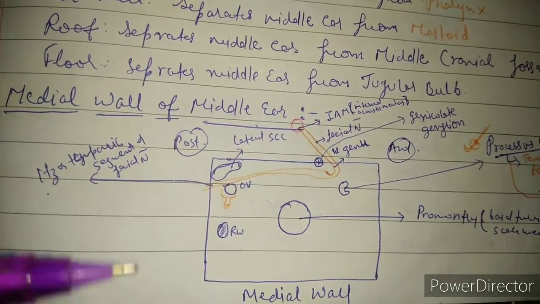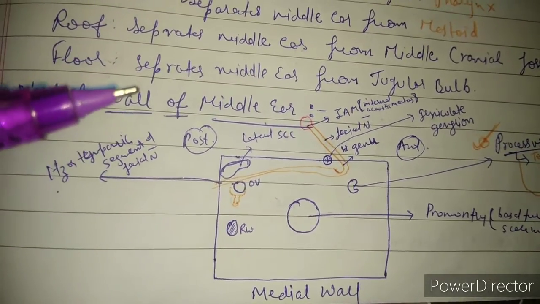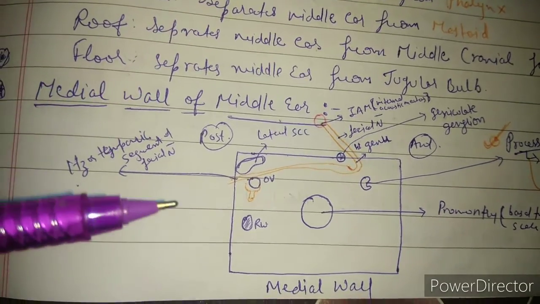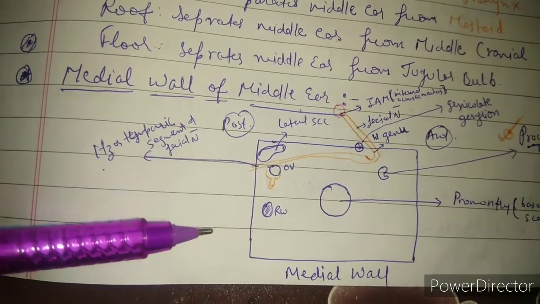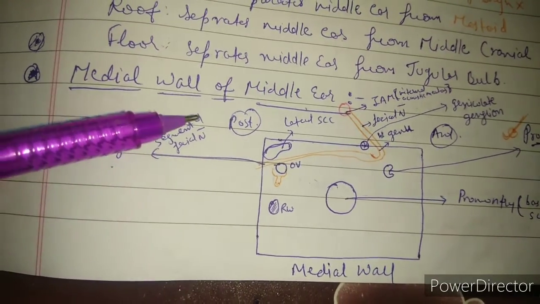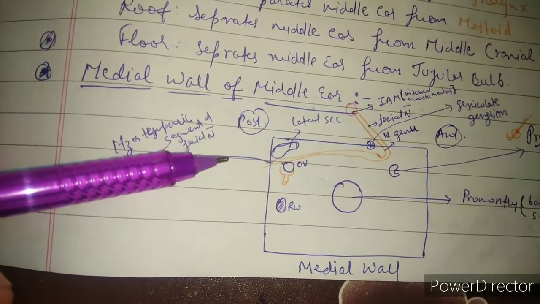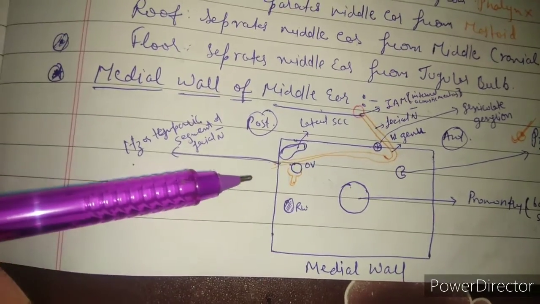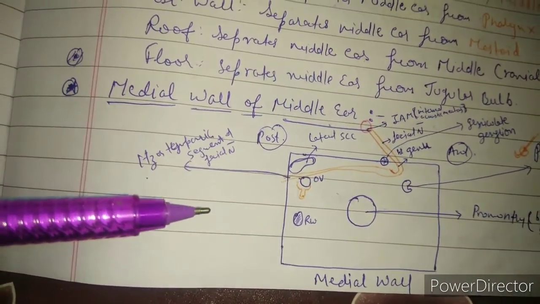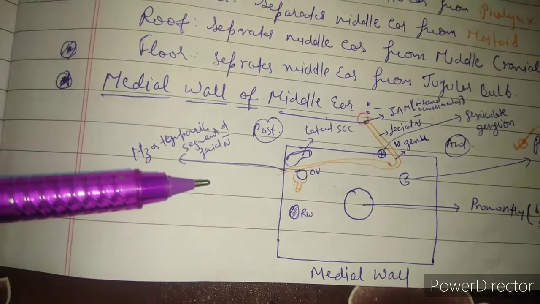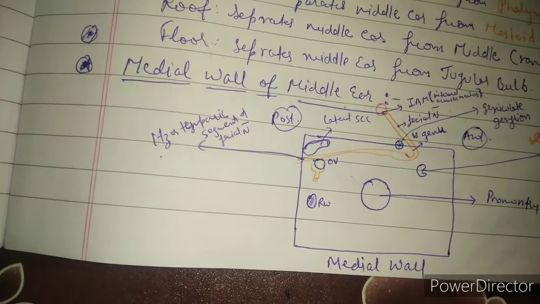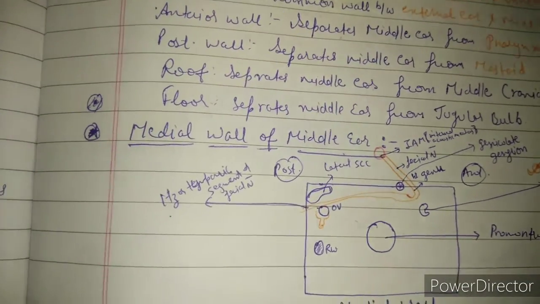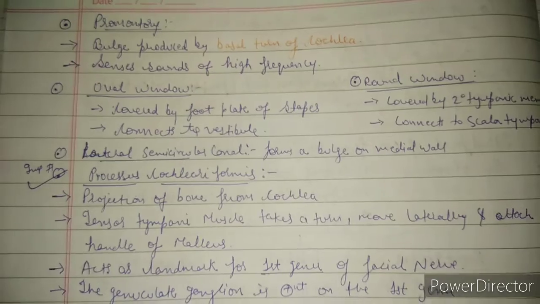Now on the posterior part of the medial wall, we have three structures. The uppermost structure is the lateral semicircular canal. Below the lateral semicircular canal, we have the oval window, and below the oval window we have the round window. Now between the lateral semicircular canal and the oval window comes the horizontal part of the facial nerve, or I can say the tympanic segment of the facial nerve. So guys, this is the structure of the medial wall which you have to remember.